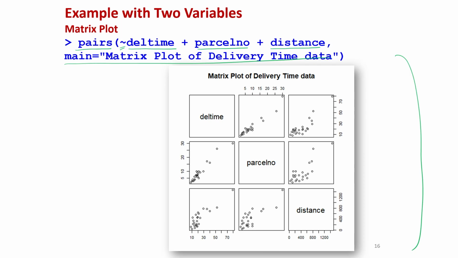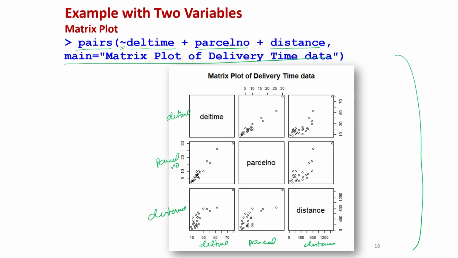So you can see here now we have understood how we are going to read such a graphic. On the x-axis this is the data of del time, then parcel number and distance, and on the y-axis this is again the same order: del time, parcel number, and distance. So you want to see what is the relationship of y, which is del time, with respect to parcel number, number of parcel, and distance.